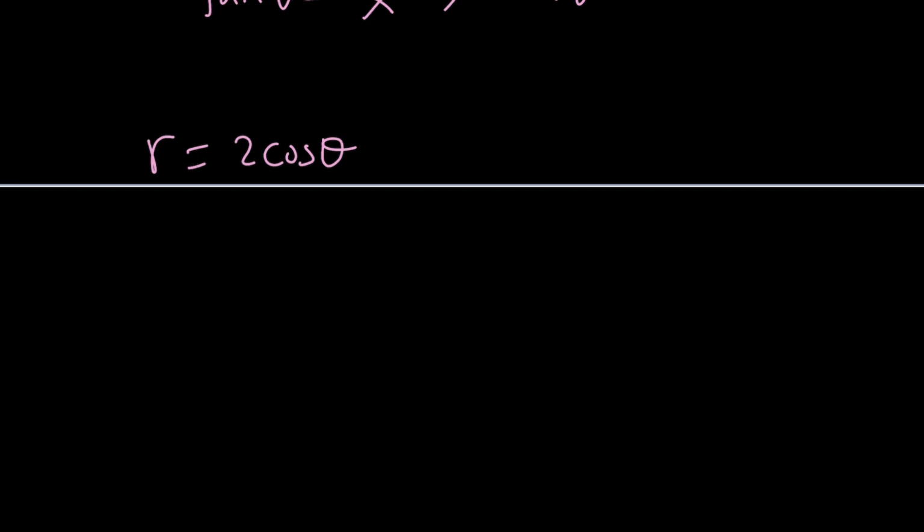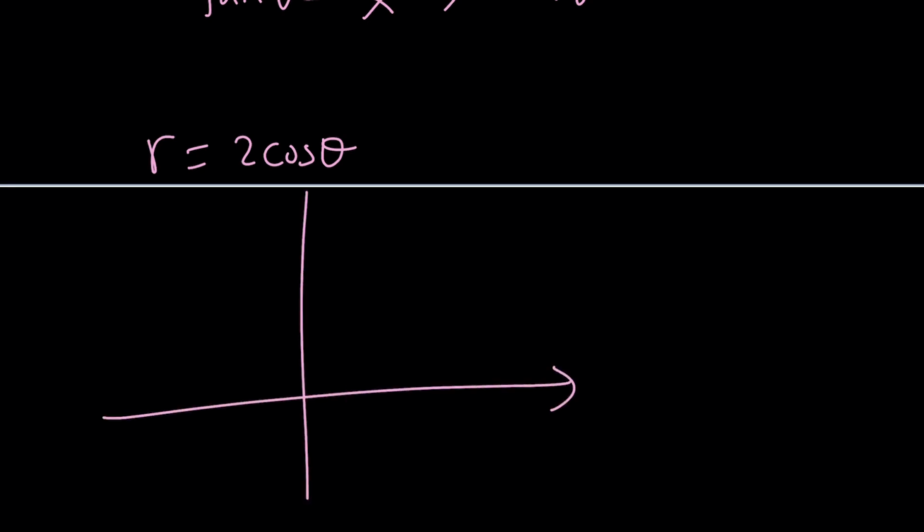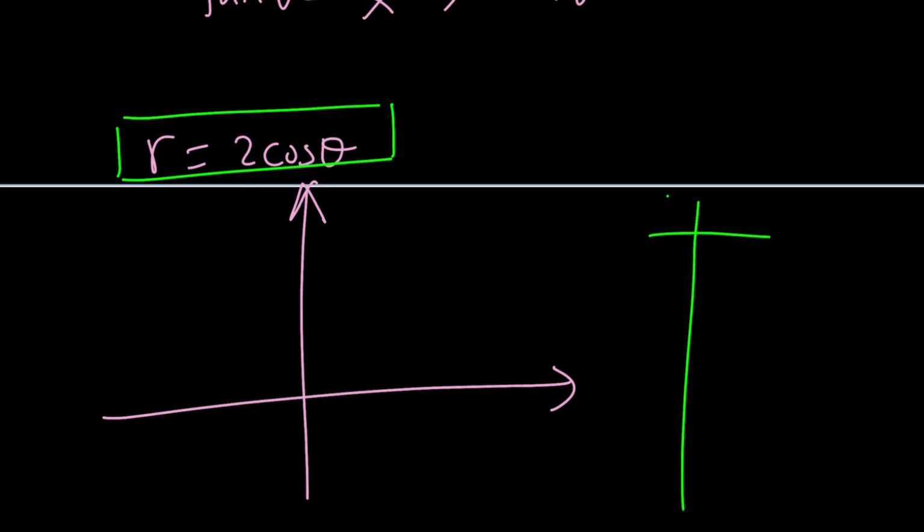In the polar system, we basically have two things: r, which is the distance from 0, and theta, which is the angle. So when I write something like r equals 2 cosine theta, this is what I'm talking about. For example, let's make a quick chart. If theta is 0, then r would be 2 cosine 0, which is 2.